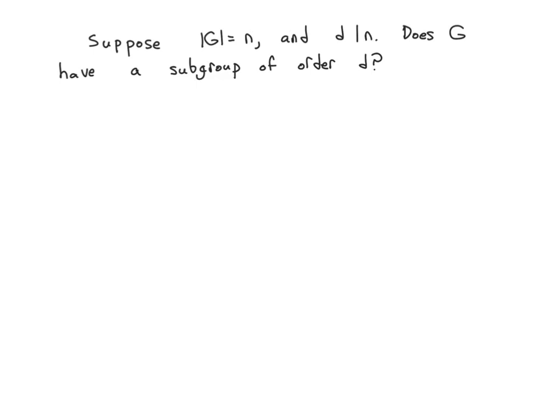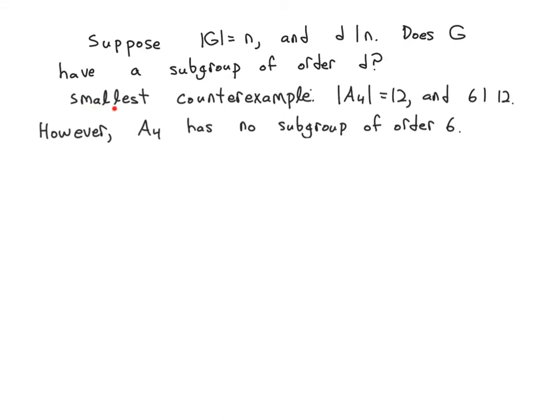It turns out the answer is no, in general, that there are counterexamples, but finding the counterexamples is really hard. In fact, the smallest counterexample involves n being 12. Because it turns out if D is a prime power, then the answer is yes. So 6 is the smallest non-prime power, and the smallest number that 6 can divide besides itself is 12. So this is the smallest case you can find.